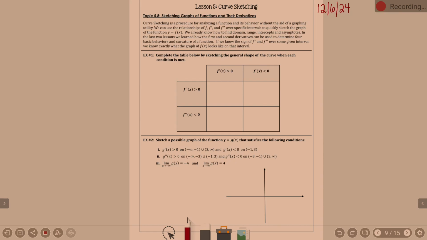Complete the table below by sketching the general shape of the curve when each condition is met. Now, let's talk about this. What does second derivative greater than 0 mean? Concave up.